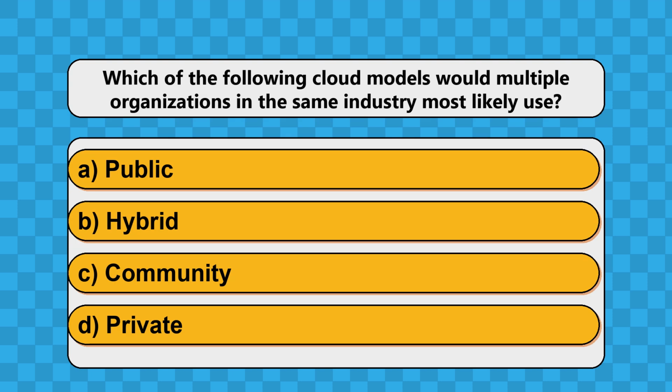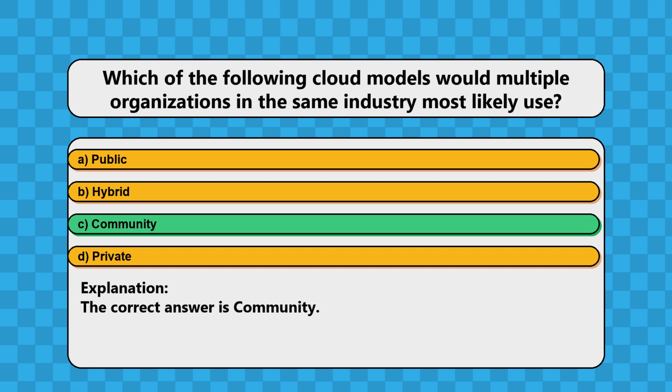Question 34. Which of the following cloud models would multiple organizations in the same industry most likely use? Option A, public. Option B, hybrid. Option C, community. Option D, private. The correct answer is option C, community.